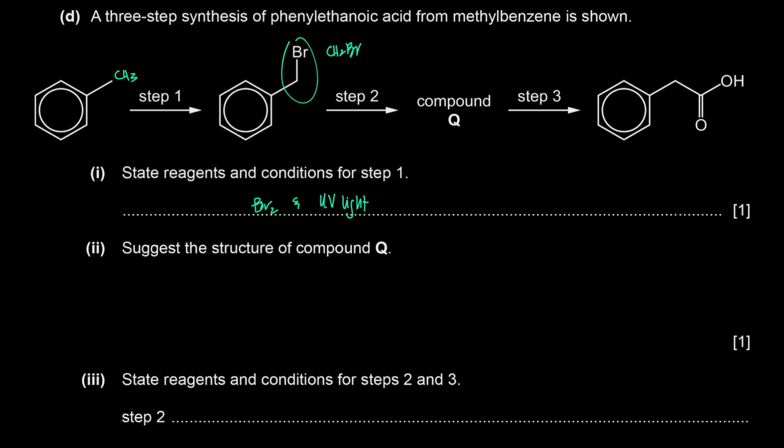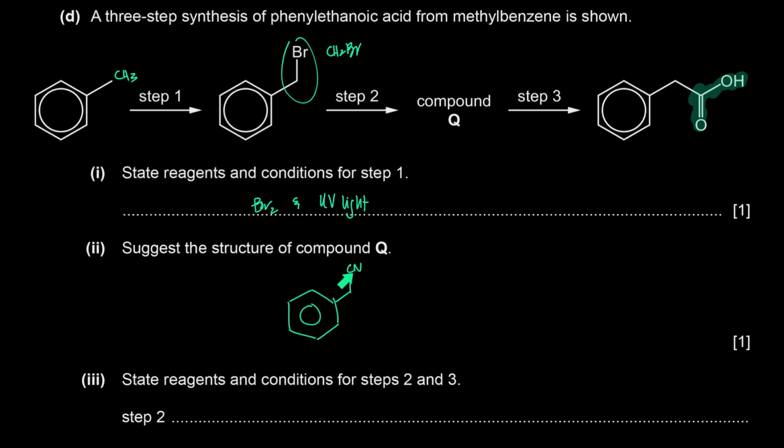Suggest the structure of compound Q. Now, for phenylethanoic acid, if you notice, we're increasing the number of carbon atoms by 1. So what can we do to this bromoalkyl group to increase the number of carbon atoms by 1, which we can then use to form a carboxylic acid that has 1 extra carbon? We can use, if you guys remember, KCN and ethanol, right? What we can do here is convert the bromoalkyl group into a nitrile. We can say over here that the bromine can be replaced by a cyanide group. So we make a nitrile here.